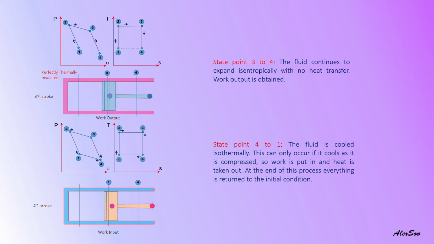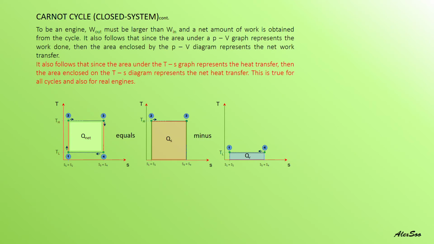This is the Carnot cycle. So based on the Carnot cycle, closed system, to be an engine, work out must be larger than work in. That means the work output, or the work done by the system, must be larger than the work done on the system. So work out must be greater than work in, and the net amount of work is obtained from the cycle. You can see the TS diagram below. The first TS diagram shows you the Q net, or at the same time, we can say that is also the W net.